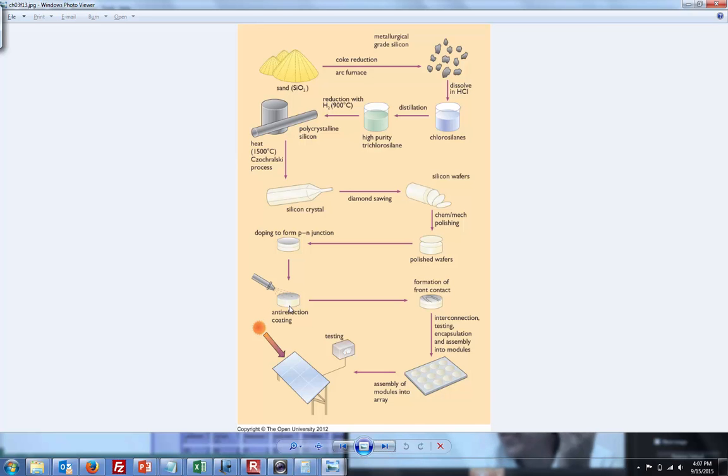Anti-reflective coating. Why do you want that? Well, so that as many photons come in as possible. You've got your front contacts. These are actually the metallic conductors to allow electricity to flow, and then connecting, soldering, et cetera, put them in an array, test them, and let them rip. So a lot going on to make one of these guys. All right, so that's single crystal technology, and we'll take a little break.